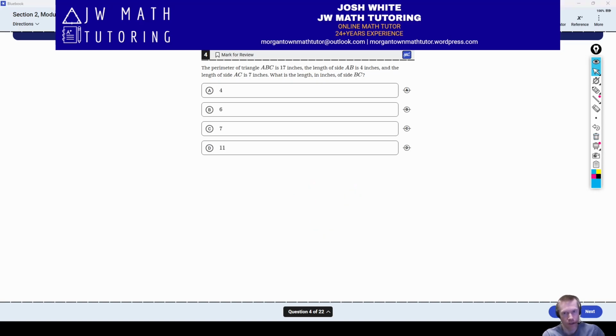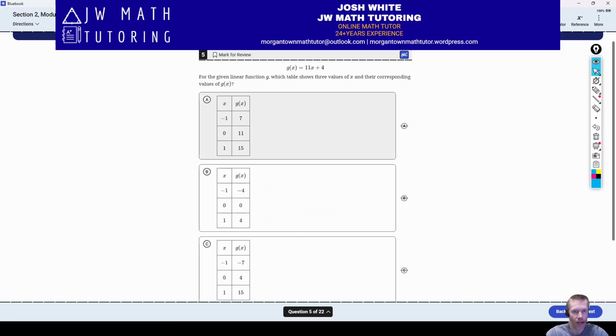All right, next. Here we have a triangle. They give us the perimeter. They give us 2 of the sides. So the perimeter is 17. One side is 4, one side is 7, the other side we don't know. Let's just make that x. What does it have to equal? Well, it's just 17 equals 11 plus x. X equals 6. Therefore, the correct answer for this one is just letter B.